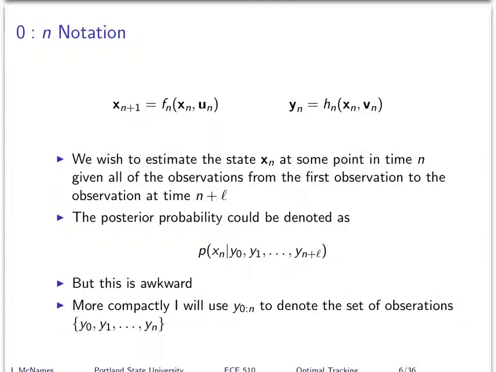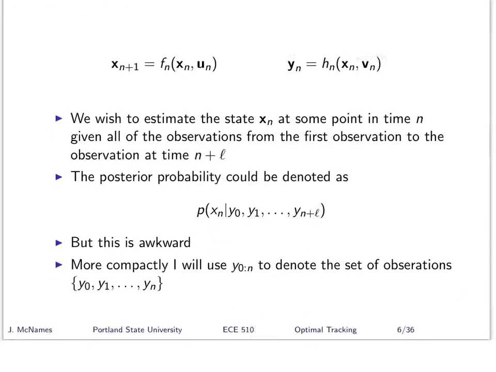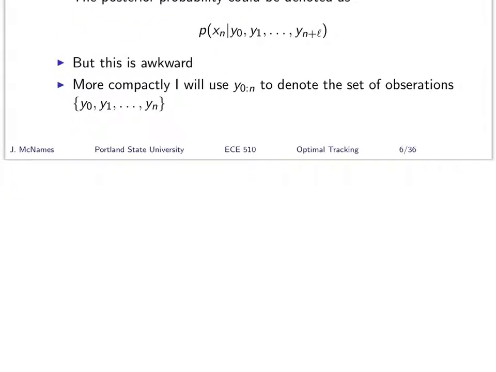And that's an awkward notation. I mean, it's already awkward with the ellipsis here. It's an awkward notation to carry, and so the notation I use is shorthand, y sub 0 colon n. And this colon means all measurements from this time to that time, from time 0 to time n. And so when you see that used, that's what that denotes.